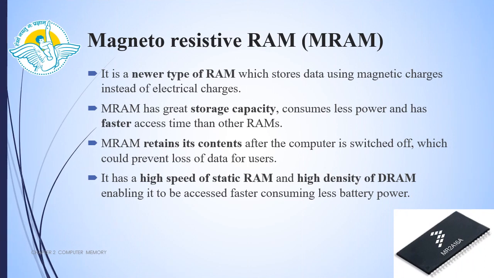The third type of RAM is magnetoresistive RAM or MRAM. It is a newer type of RAM which stores data using magnetic charges instead of electrical charges. MRAM has great storage capacity, consumes less power, and has faster access time than other RAMs. MRAM retains its contents after the computer is switched off, which could prevent loss of data for users. It has a high speed of static RAM and high density of DRAM, enabling it to be accessed faster, consuming less battery power. So we have seen three different types of RAM: DRAM, SRAM, and MRAM.